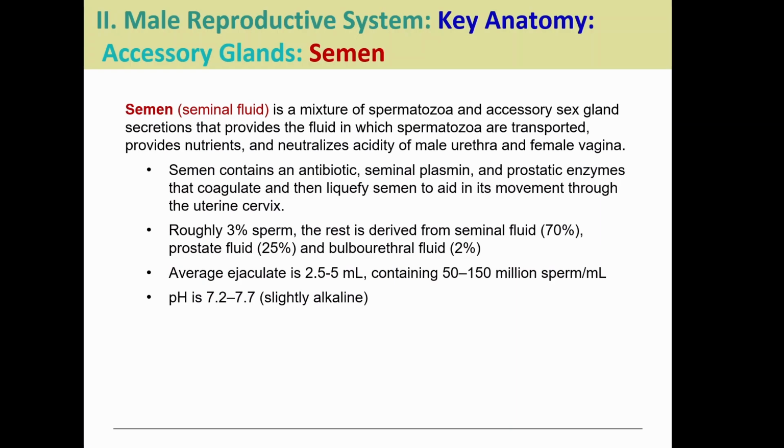So semen, the seminal fluid, is a mix of spermatozoa and all of these sex gland secretions for the spermatozoa to be transported in. Again, it provides the nutrients. It's going to neutralize the acidic environment, both in the male urethra, because remember the male urethra will also provide a space for urination, and urine is a bit more acidic, as well as the acidic female vagina. It also has an antibiotic in it, the seminal plasmin, and prostatic enzymes.